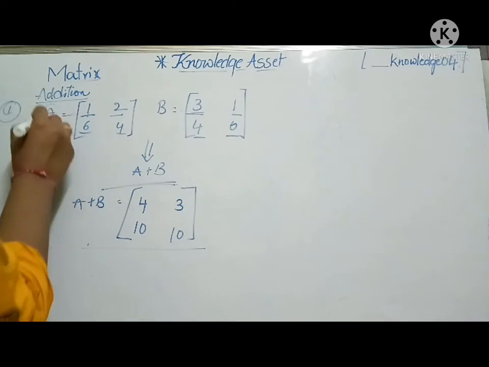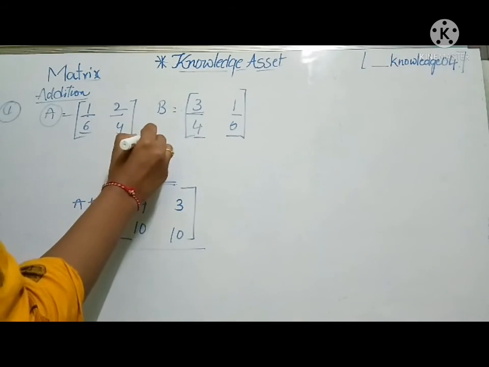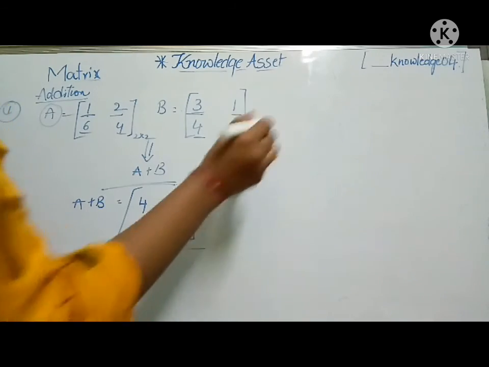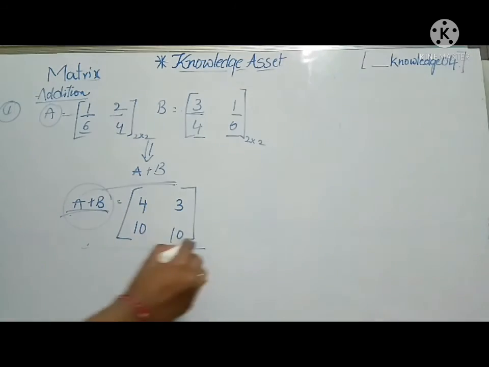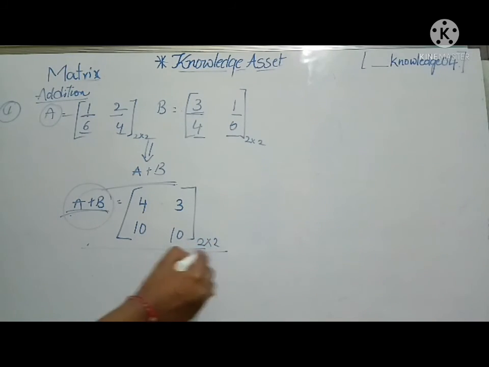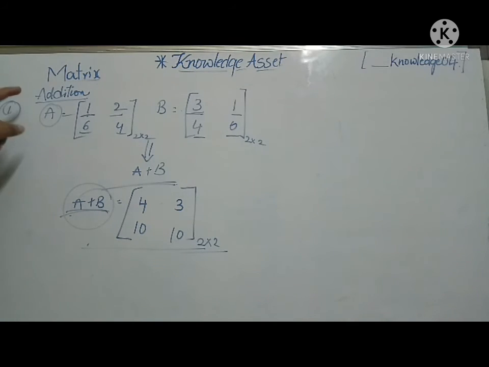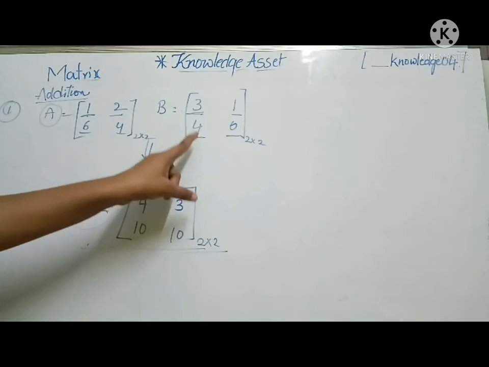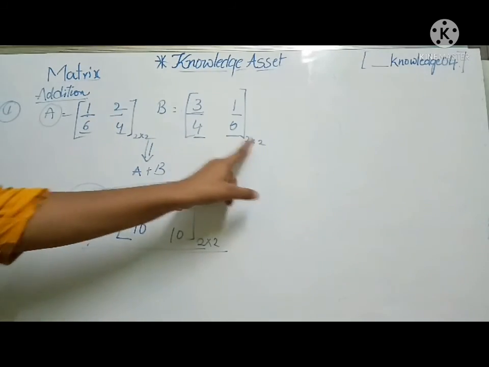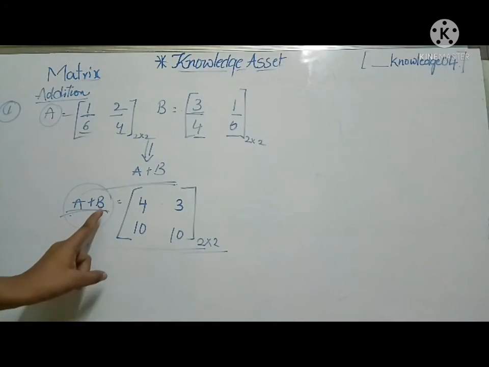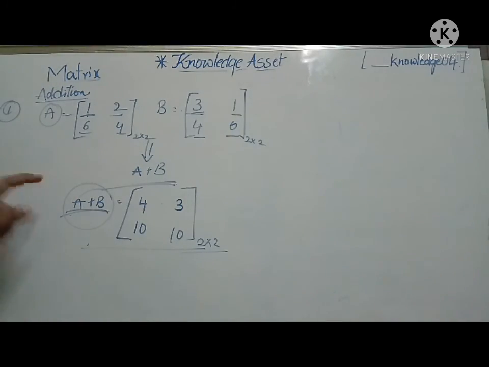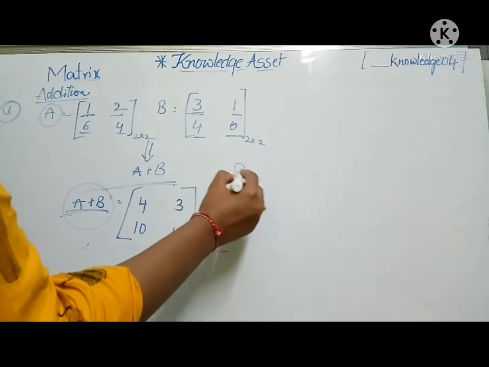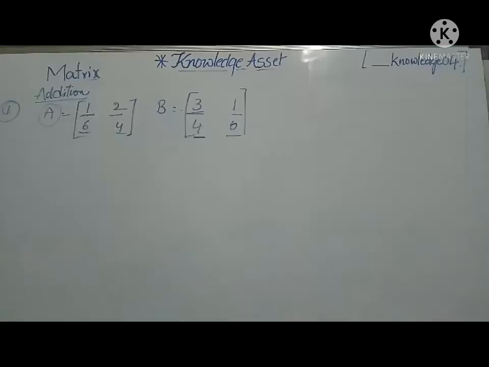So what is the order of matrix A? 2 by 2. And here also 2 by 2. So here what is the order of the A plus B matrix? This is also 2 by 2. So from the definition of addition of matrices, that is, if A and B are two matrices of the same order, then the result A plus B is also a matrix of the same order. Okay, is it clear?